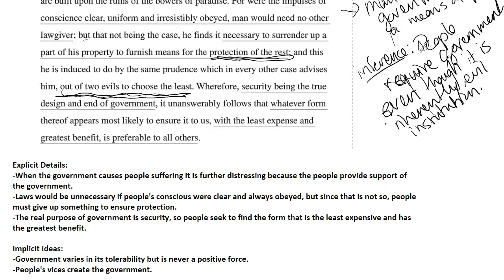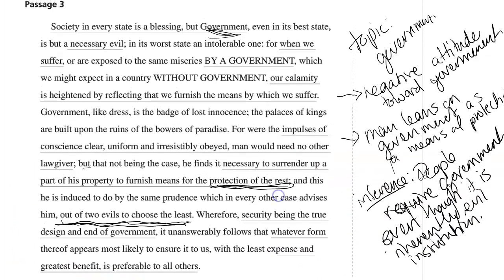Okay. So I have typed up a couple of those explicit details, and we're now going to take a look through the passage to see where these explicit details are backed up using evidence. So the first one, when the government causes people suffering, it is further distressing because the people provide support of the government. We can see that here in this first sentence.